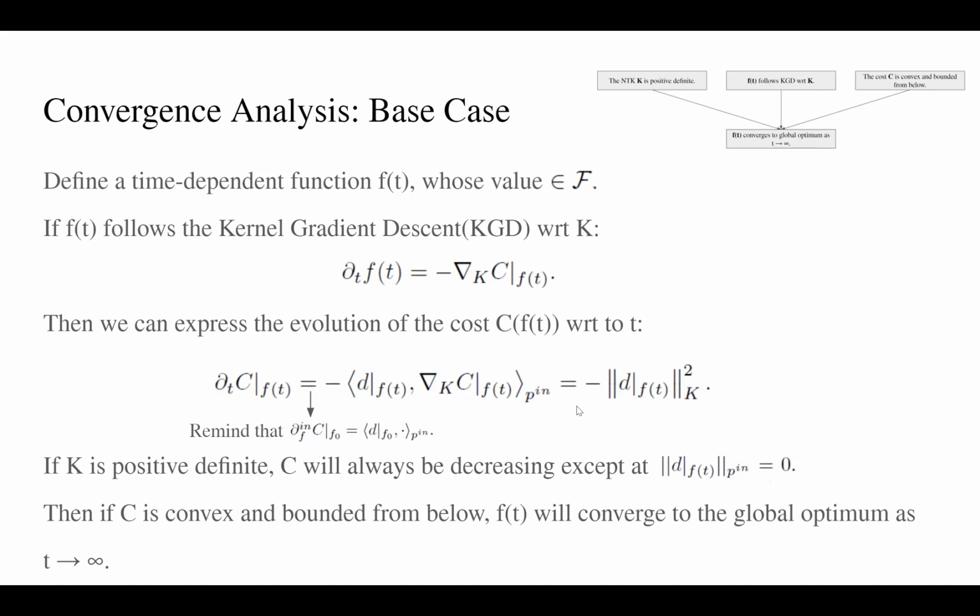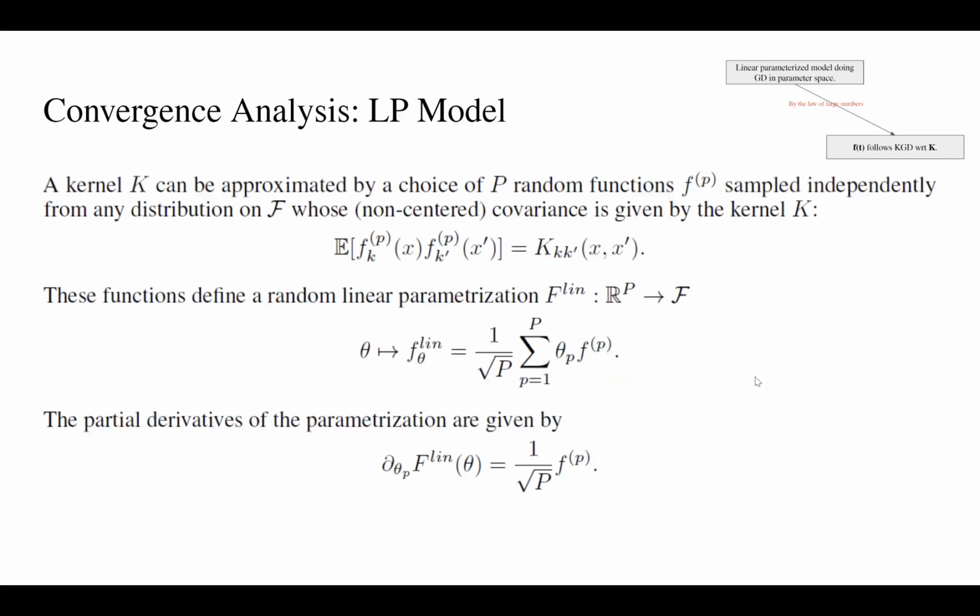Why? Because this term will always be negative if K is positive definite, except when the seminorm of d f_t equals 0. When the seminorm is equal to 0, the term here is equal to 0. But in all other cases, C will always be decreasing. So if the functional cost C is convex and bounded from below, f_t will finally converge to the global optimum as t goes to infinity. Okay, so that's all for the base case.